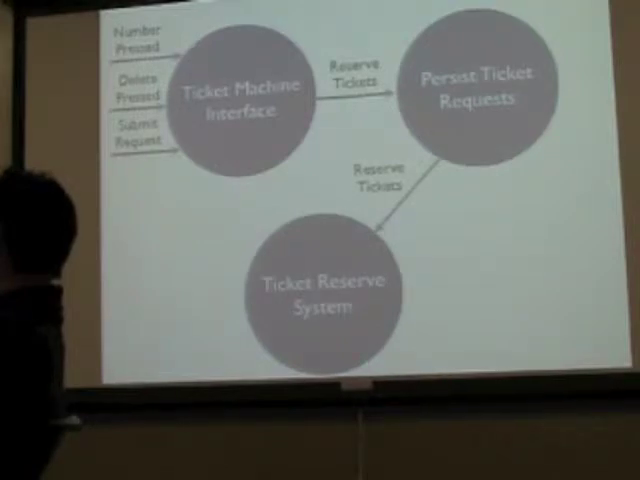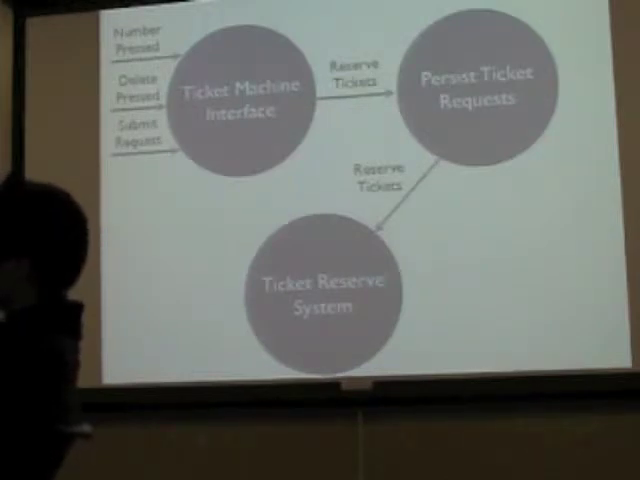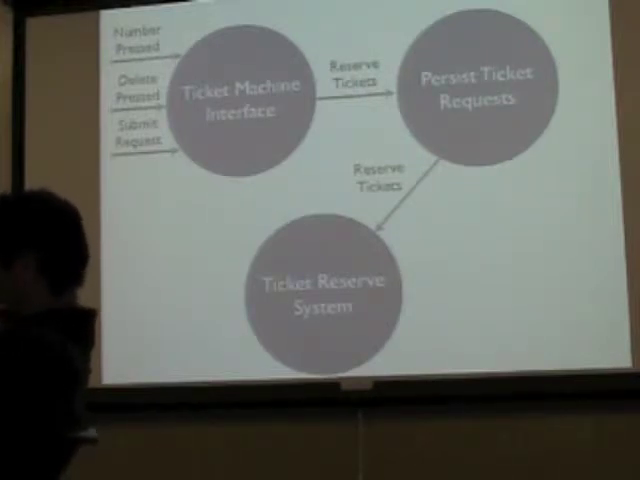From my ticket machine interface, when it says to reserve the tickets, it first sends a message to the persist ticket requests object, and then when that succeeds, it sends a message to the ticket reserve system. You see the difference? It's not opening back up another object, it's changing the composition of those objects in order to accomplish the same thing.